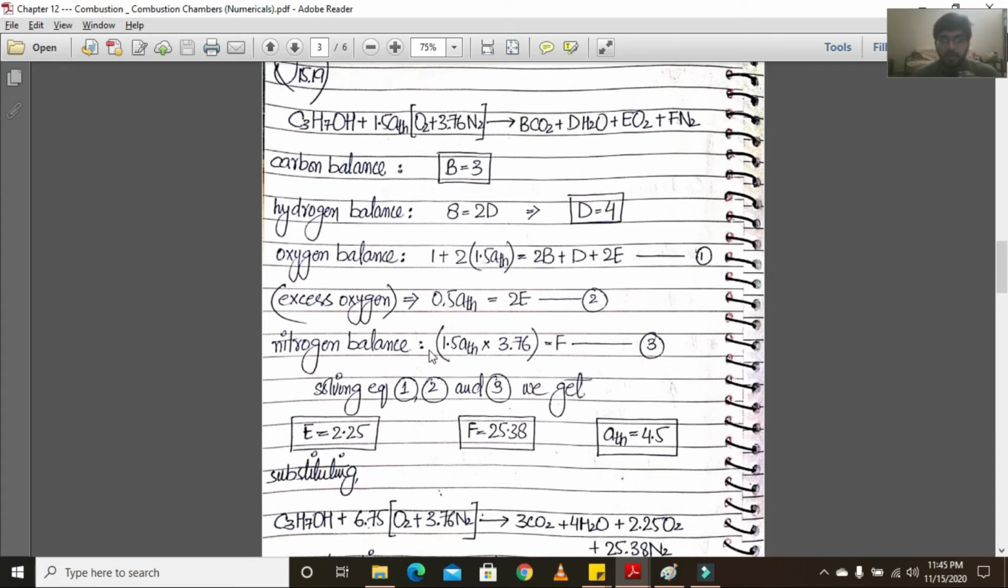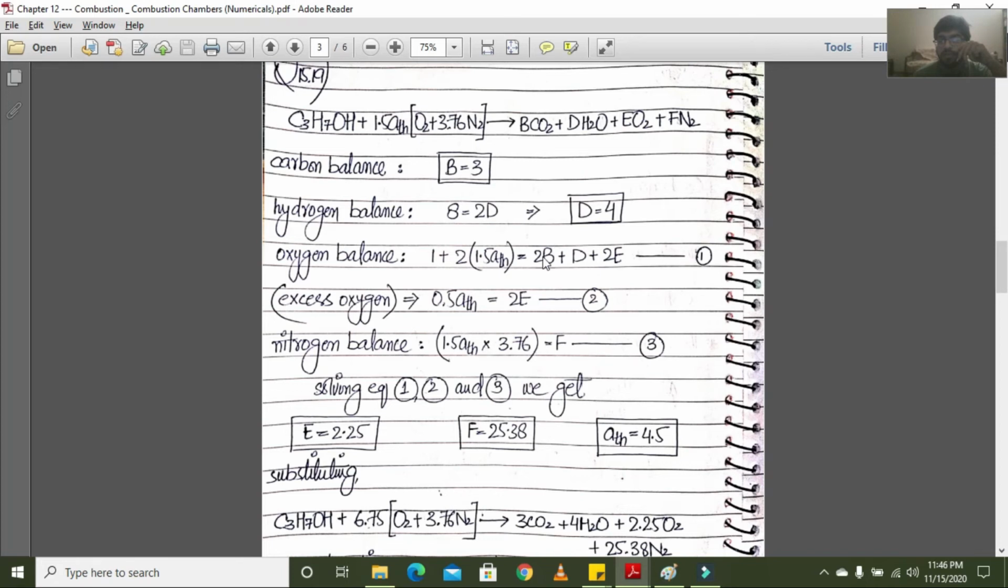Then if I balance the nitrogen, it is coming out to be 1.5 times ATH into 3.76 on the left side, whereas on the right side it will become F. So I have these equations in the form of unknown variables, and when I simultaneously solve these equations, in the first equation I have unknown variables ATH and E, and in the second equation as well I have unknown variables ATH and E, and then I have F, which is dependent on ATH.